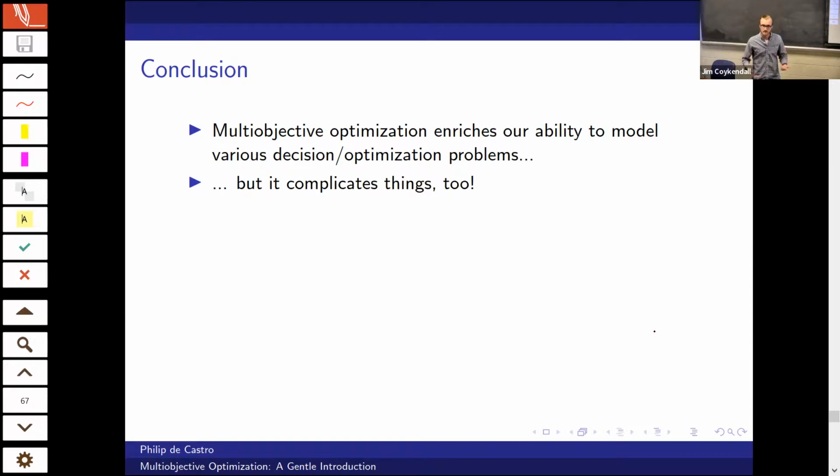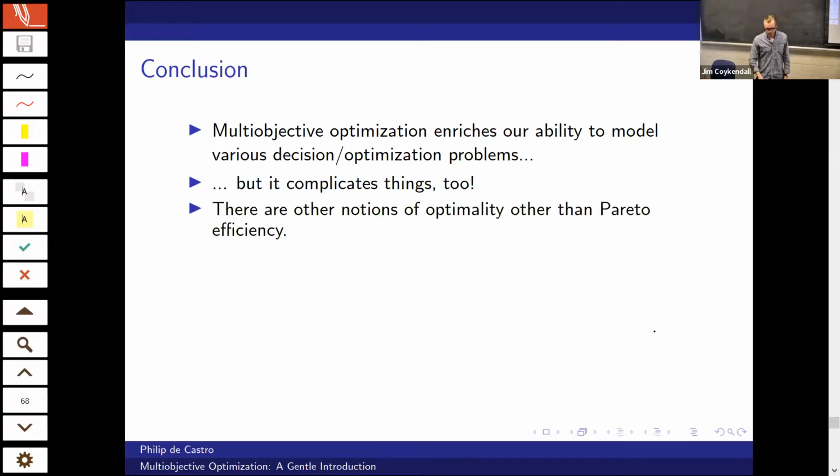However, it does bring some more complications, because you do have these extra objective functions. You have to think about how you're going to deal with them. And so, in addition to that, there are other notions of optimality, right? There are relaxations of efficiency. And some of them are called something like epsilon efficiency, where you kind of loosen what is necessary for efficiency.